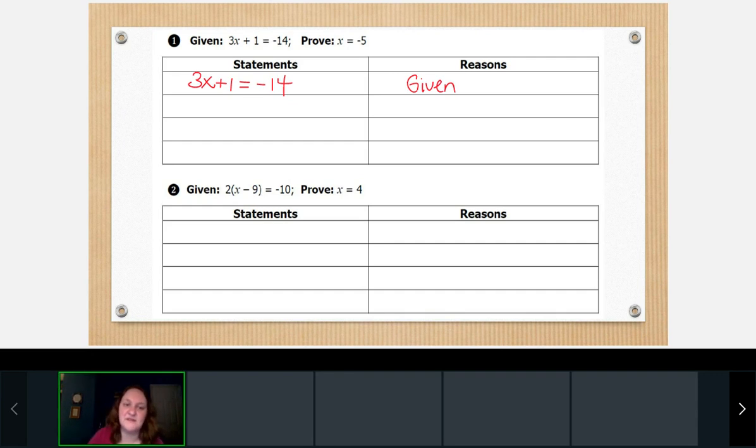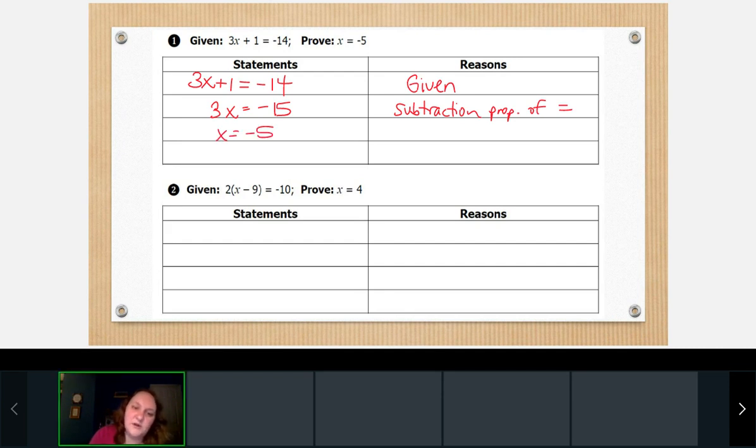So now we just have to solve. And we already know the answer. We know the answer is x equals -5. So that's awesome. I want to get rid of this 1. How did I get rid of that 1? Well, I subtracted it from both sides. So that's the subtraction property of equality, because I did it on both sides. And now I'm going to divide both sides by 3.